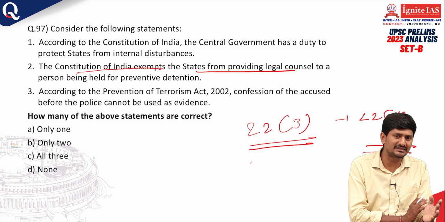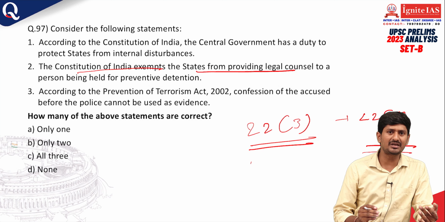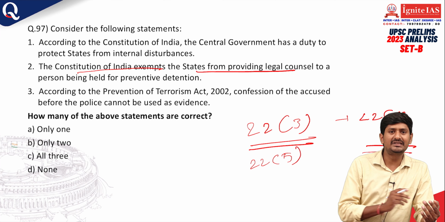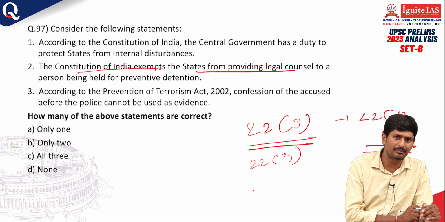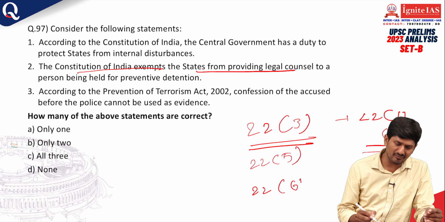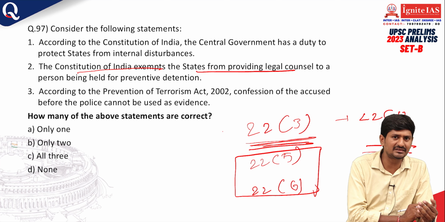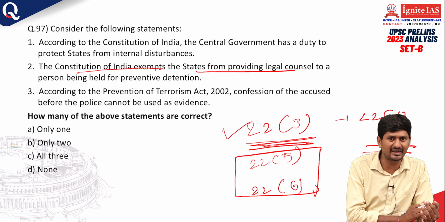So that is the essence which is reflected under article 22 clause 3. But multiple interpretations are possible here, because article 22 clause 5 says that within a reasonable time the representation shall be made for the person who is under preventive detention. Similarly, article 22 clause 6 also provides the exemption for article 22 clause 5. So since article 22 clause 3 appears first in the row of various clauses, we are choosing article 22 clause 3 as the right answer.